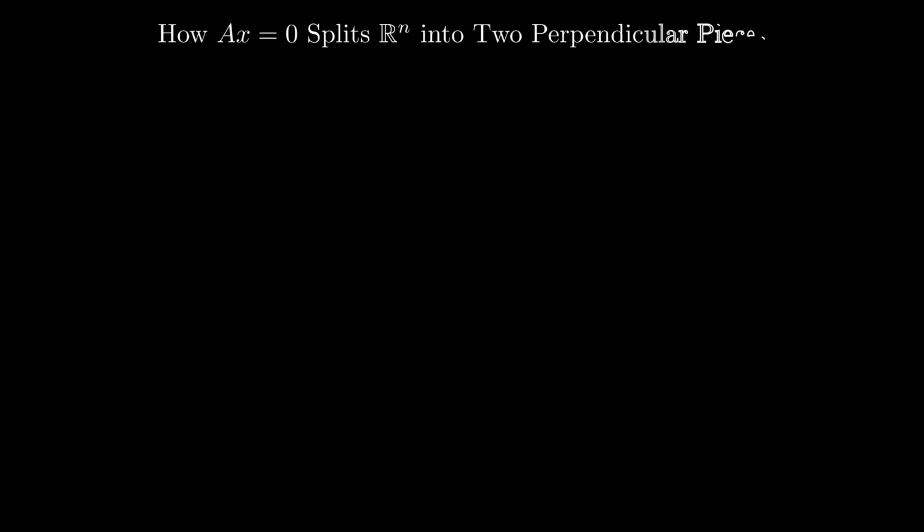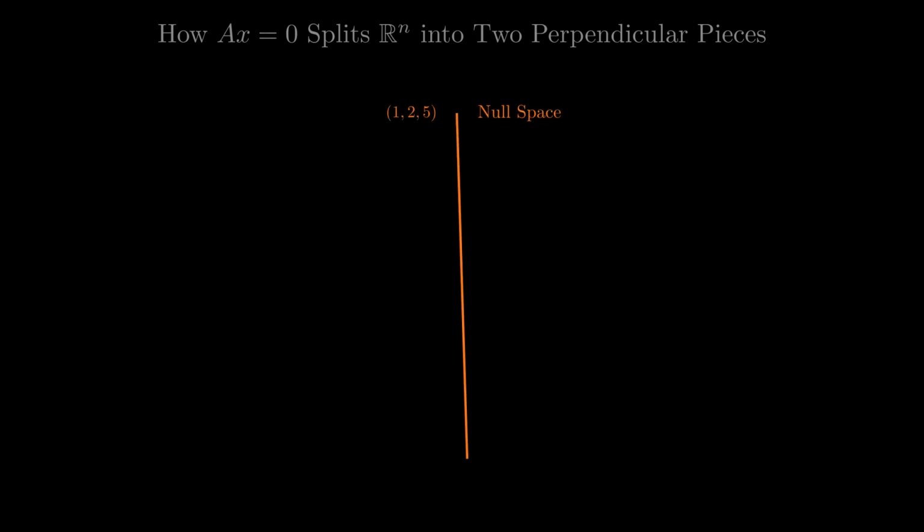Take any matrix, multiply it by a vector, and get 0. That sounds like algebra, but it's actually a statement about geometry. It says the vector is perpendicular to every single row of the matrix. Follow that thread, and you'll discover something remarkable.